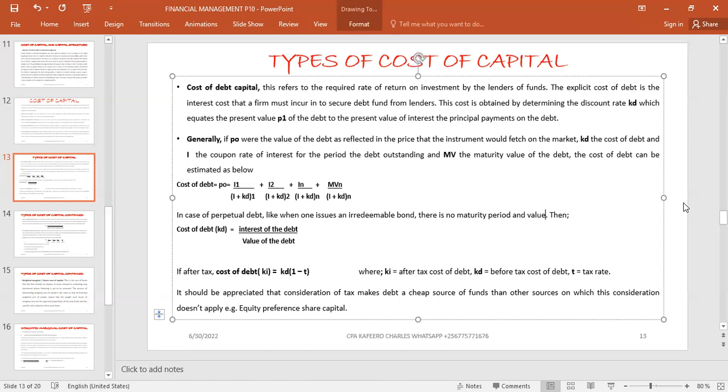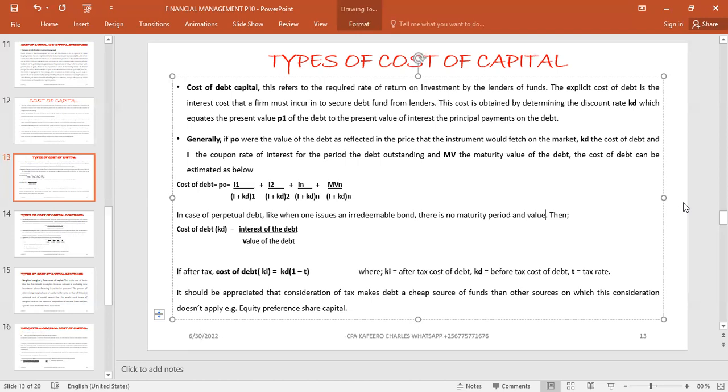as reflected in the price that the instrument would fetch on the market, then Kd, the cost of capital, and the I, that is the coupon rate of interest, the interest rate for the period, then the debt outstanding and the maturity period.